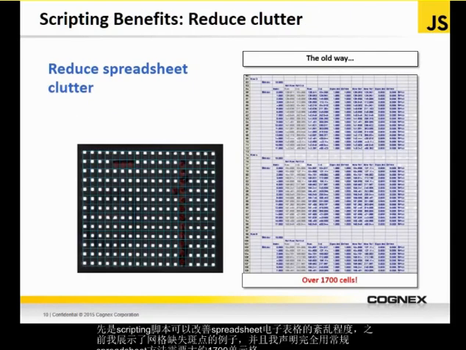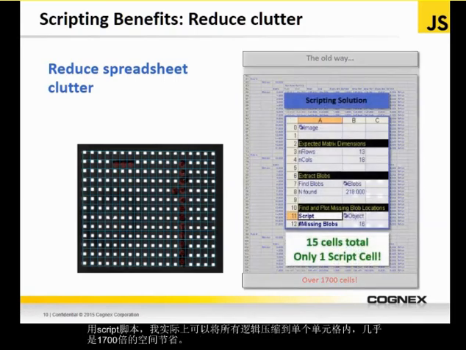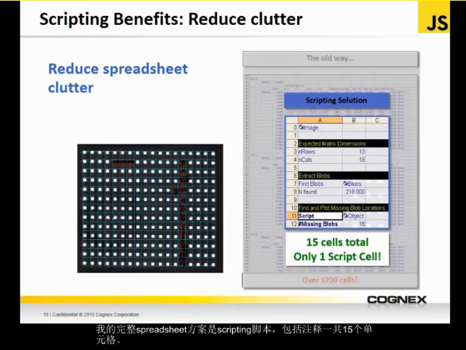So let's talk about scripting reducing spreadsheet clutter. Earlier I showed you this example of trying to mark missing blobs in a matrix. And I claimed that it would take nearly 1700 cells if we went by a purely spreadsheet approach. Now with a script, I can actually compress that entire logic down to a single cell. That is literally 1700 times space saving. My entire spreadsheet solution with scripting, including comments, is about 15 cells.